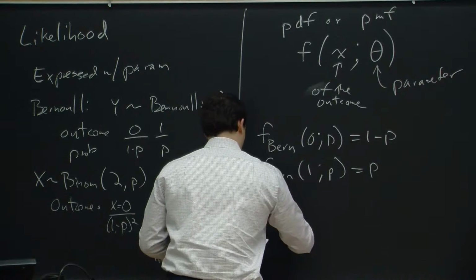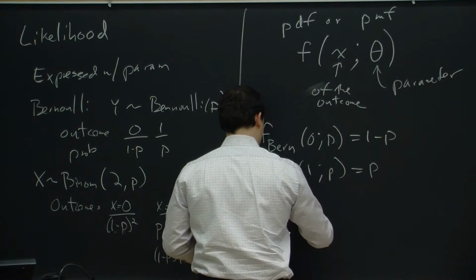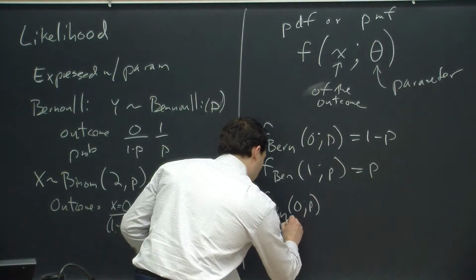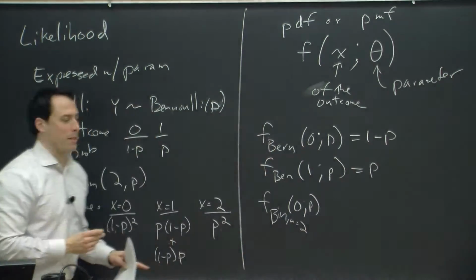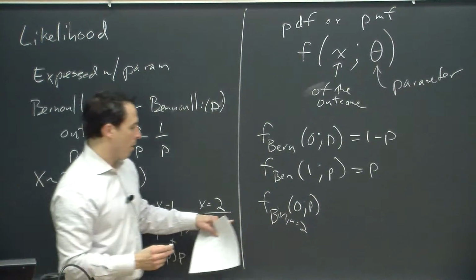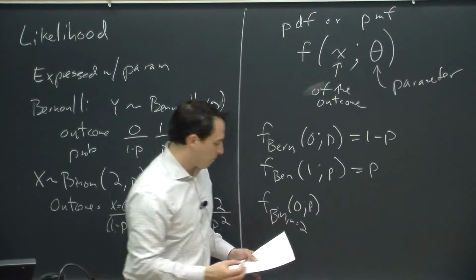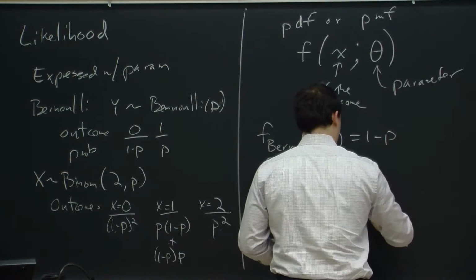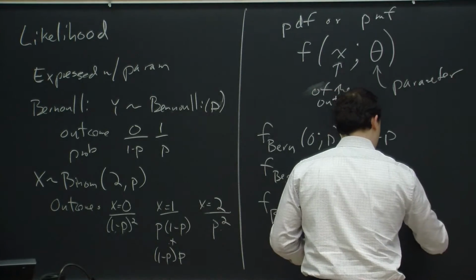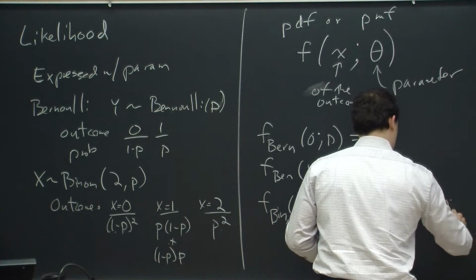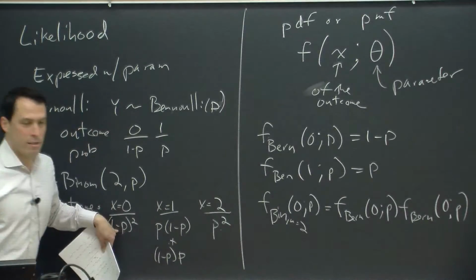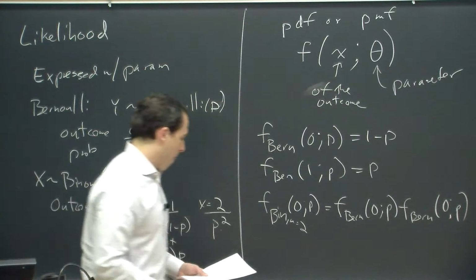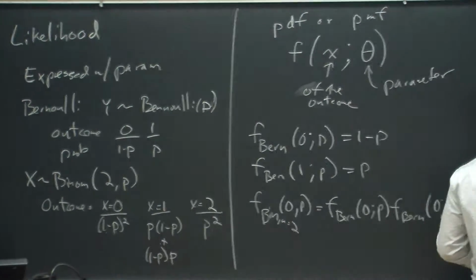If I want to think about the binomial one, it's going to be different. So f binomial(0; p), where n equals 2. I have to specify that, the number of trials. And there were zero successes. That's going to be f Bernoulli(0; p) times f Bernoulli(0; p). That's just another way of saying this, a more complicated way of saying what we said here. And I could keep going.